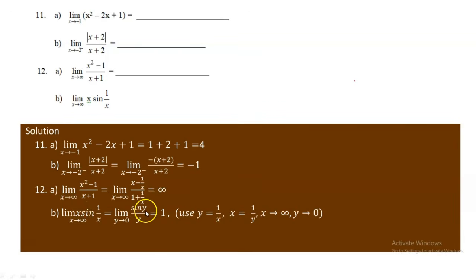So multiplying sine y by 1 over y makes sine y over y. From the two important limits we discussed in the classroom, this is nothing but 1. So this is number 1.